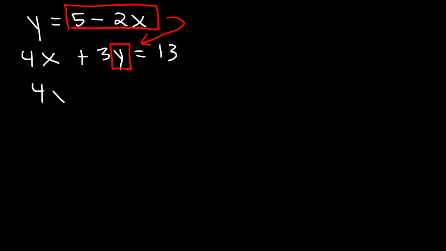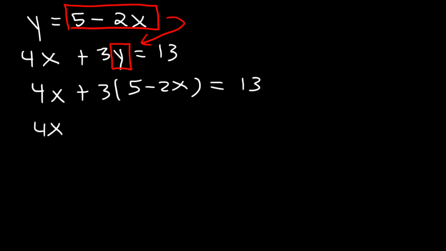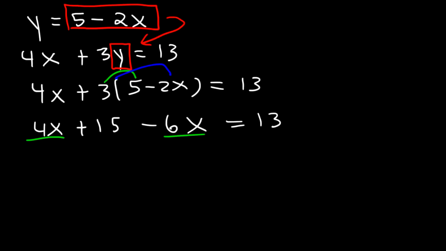Well, what we want to do is we want to replace or substitute y in the second equation with 5 minus 2x, because y is equal to 5 minus 2x. So what we're going to have is 4x plus 3 times 5 minus 2x, and that's equal to 13. Now let's go ahead and distribute 3. So 3 times 5, that's 15. And 3 times negative 2x is negative 6x. In our next step, we need to combine like terms. 4x plus negative 6x, that's negative 2x. So negative 2x plus 15 is equal to 13.